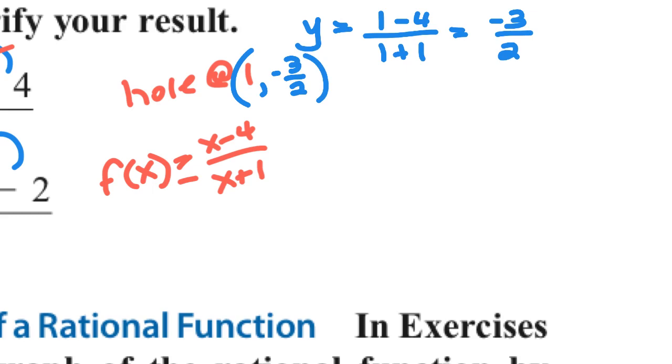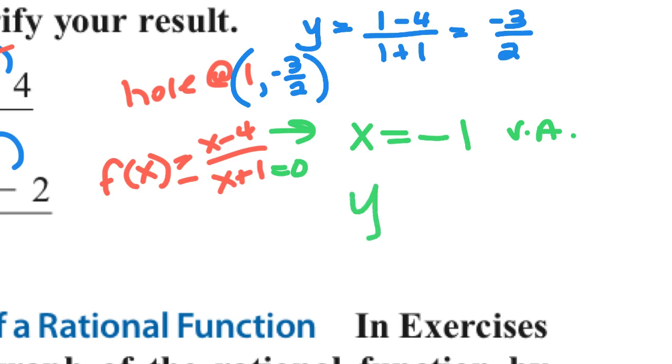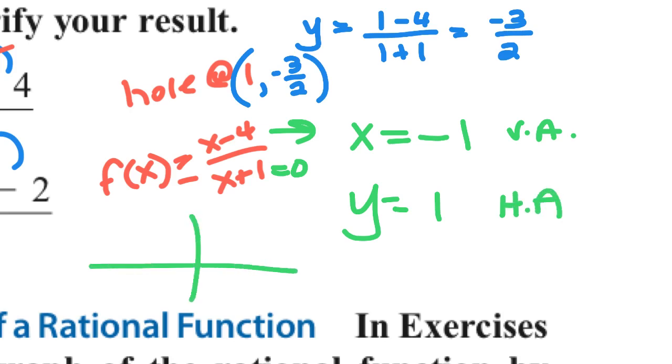Yeah. So from here, I would say that my vertical asymptote is at x equals -1, right? Because that would be from the denominator. And my horizontal asymptote, because they're both the same degree, is y equals 1/1, which is y equals 1. So I would have a vertical asymptote at x equals -1, a horizontal asymptote at y equals 1. I'd have a hole at (1, -3/2).